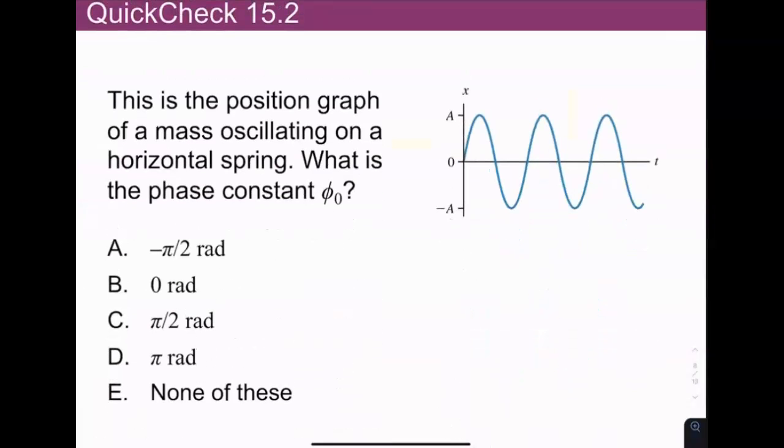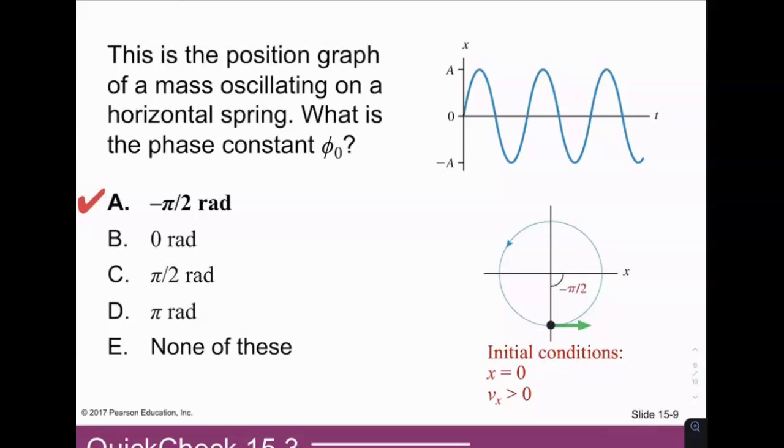In this quick check, we have a position graph of a mass oscillating on a horizontal spring. What is the phase constant? The correct answer is A, minus pi over 2 radians, which we can determine by using the circle diagram shown to the right and below. Here it's shown that the position initially at t equals 0 is 0 and the velocity is positive.